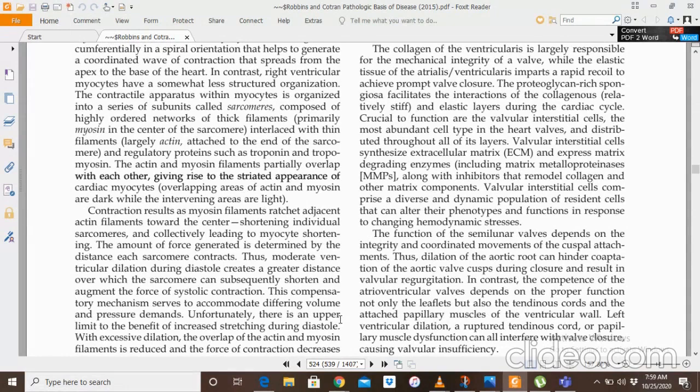So the normal function of the valve depends upon the integrity of the cusp, and in the atrioventricular valves, it depends upon the proper functioning of the leaflets, but also on the tendinous cords and the papillary muscles of the ventricular wall. Left ventricular dilation, a ruptured tendinous cord, or papillary muscle dysfunction can all interfere with valve closure, causing valvular insufficiency. So if the papillary muscle or the tendinous cords do not function properly, or if they are ruptured, then they will hinder the normal integrity of the valve and can lead to valvular insufficiency.